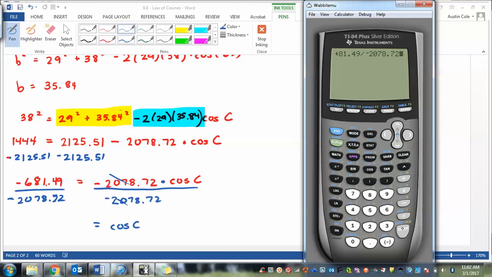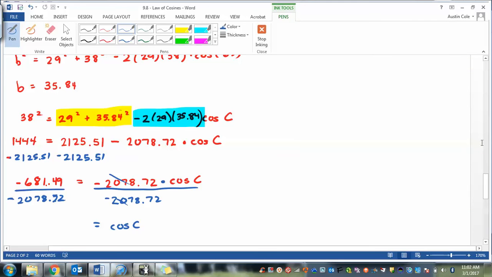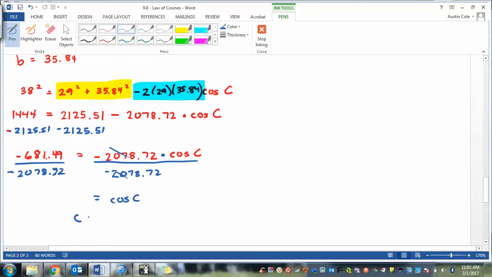Do we get that right there? Again, that's cosine. I don't want cosine of C. I actually want C. So we're going to do second cosine of second answer. 70.86. We agree with that? 70.86?